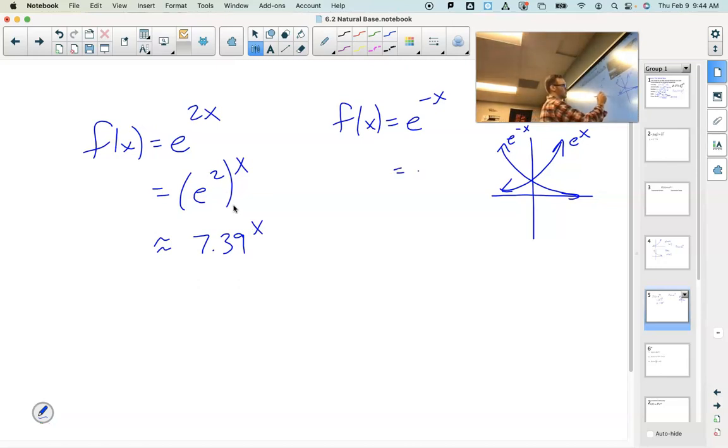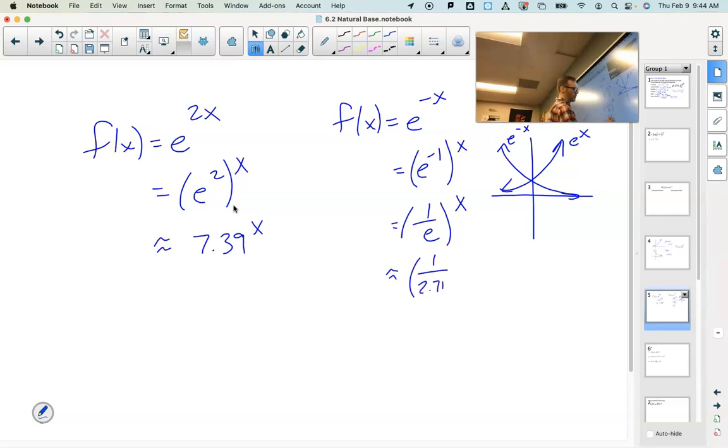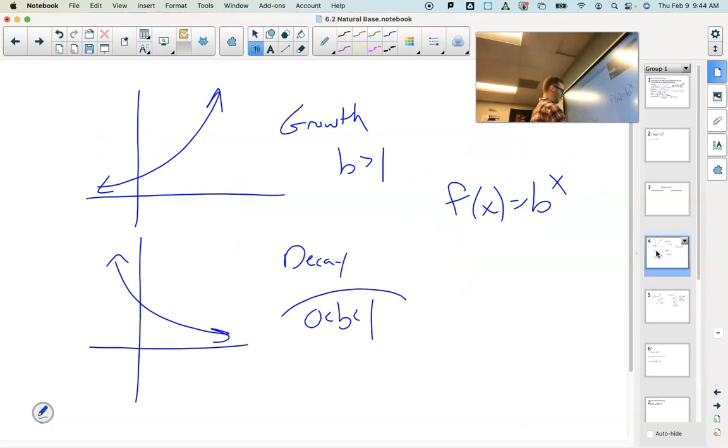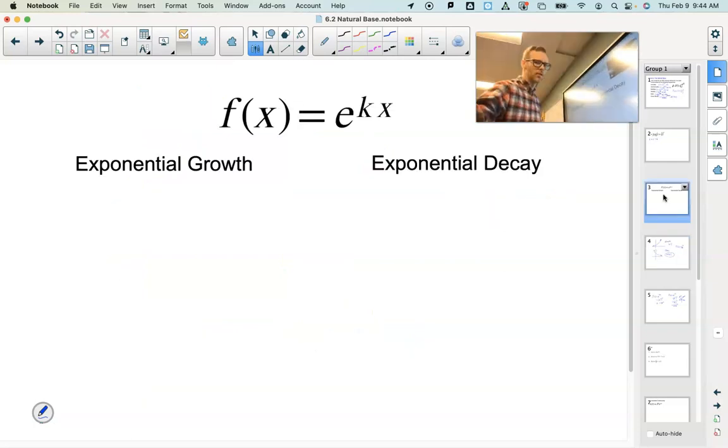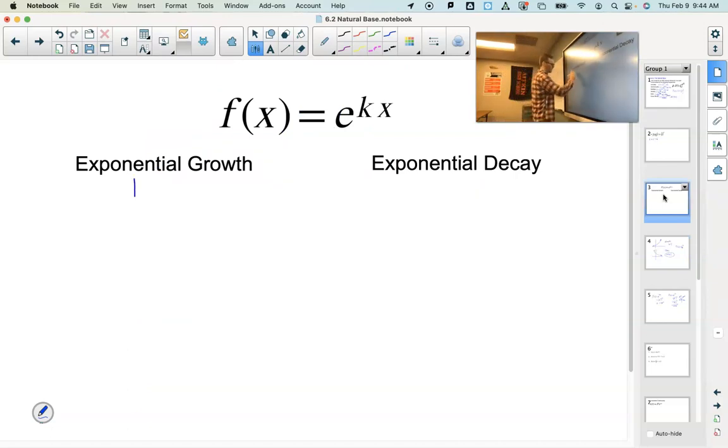Another way you might think about it might be similar to what I did over here. e to the negative x is really e to the negative first to the x. Power to power we multiply. Now e to the negative first is 1 over e. Now remember that e is about 2.718. So isn't 1 over 2.718 a number smaller than 1? Remember how I reminded us just a little bit ago that decay is when the base of the function is between 0 and 1. All right, so getting back to this. e to the kx is exponential growth when k is positive.